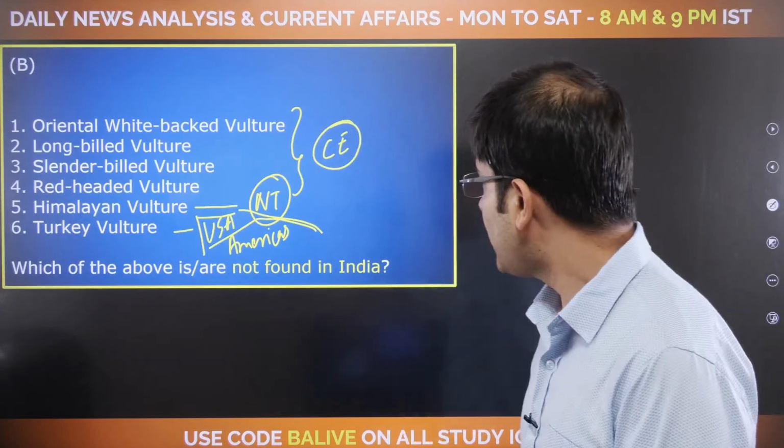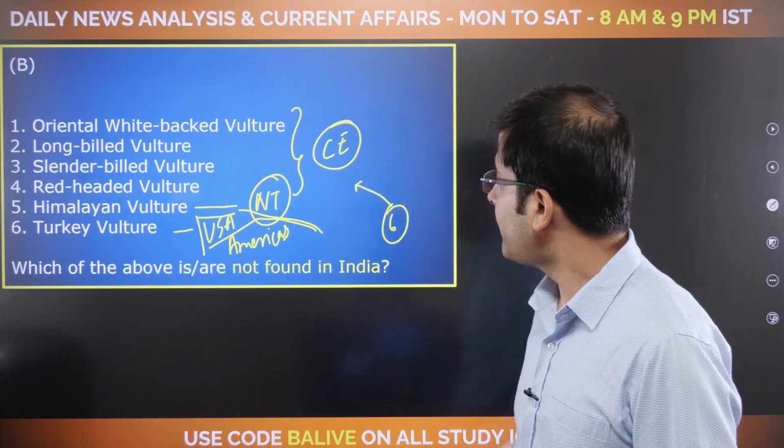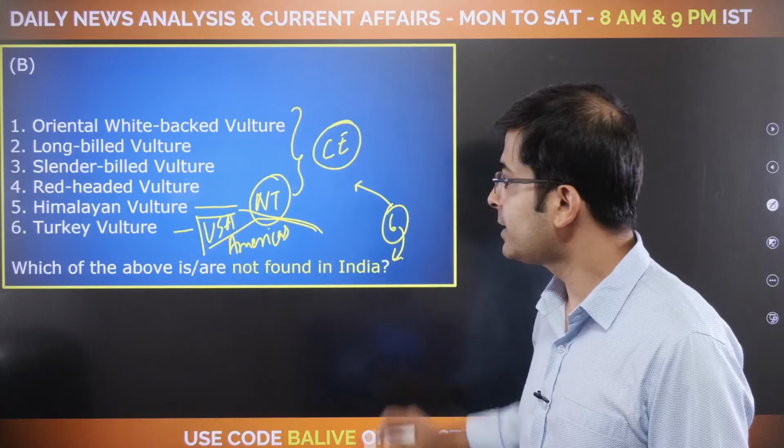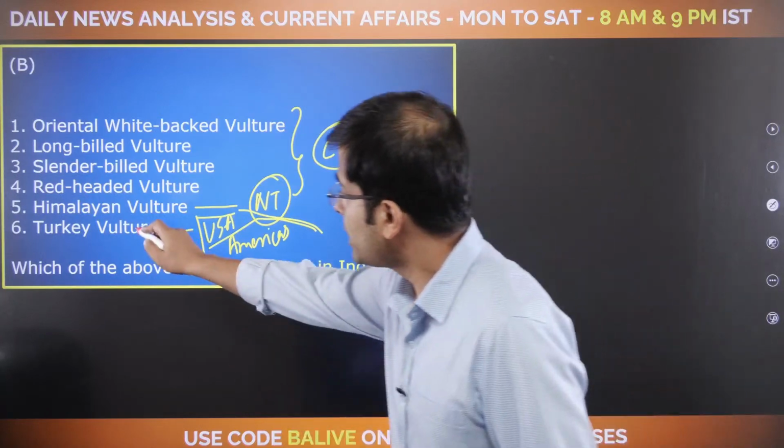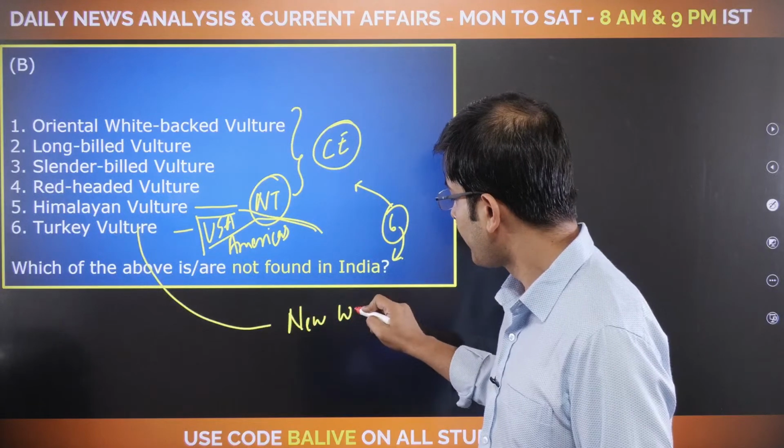So which of the above are not found in India except 6? All of the above are found in India. 6 is not found in India, which is the turkey vulture, because the turkey vulture, as I told you, is a New World vulture.